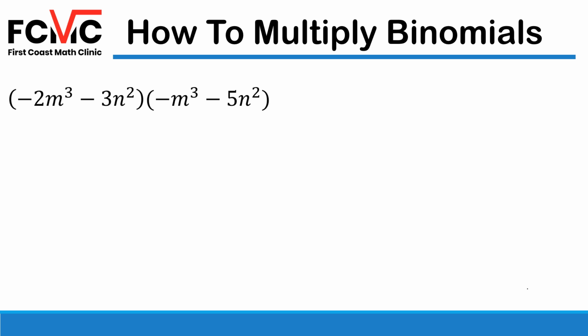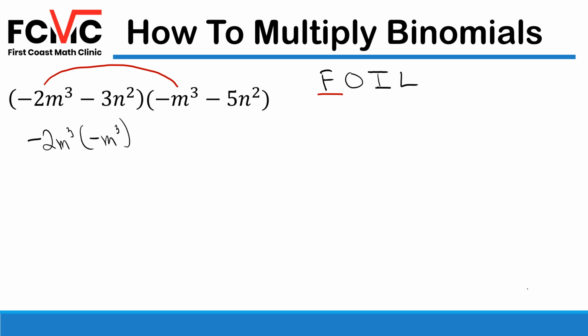All right, so for this last example, I've got negative 2m to the third minus 3n to the second times negative m to the third minus 5n to the second. So to do this, we're going to use FOIL, first, outer, inner, last. So our first set of terms are going to be the negative 2m to the third and the negative m to the third. So this will be negative 2m to the third times negative m to the third. I'm going to put this in parentheses just so we can easily see our signs.